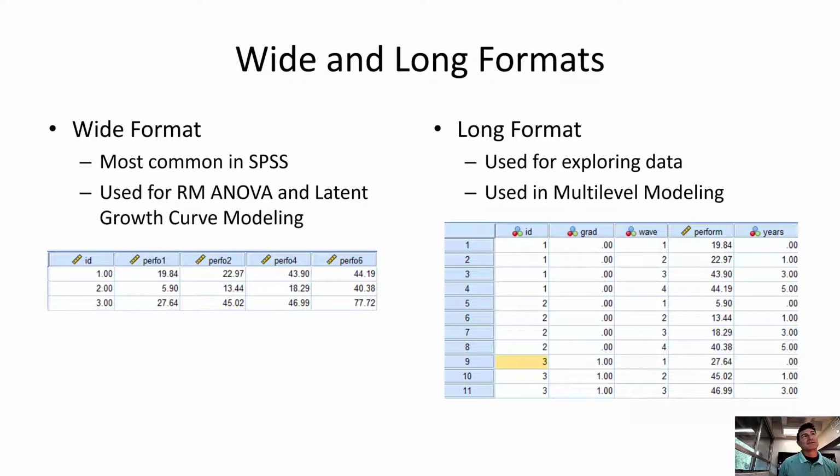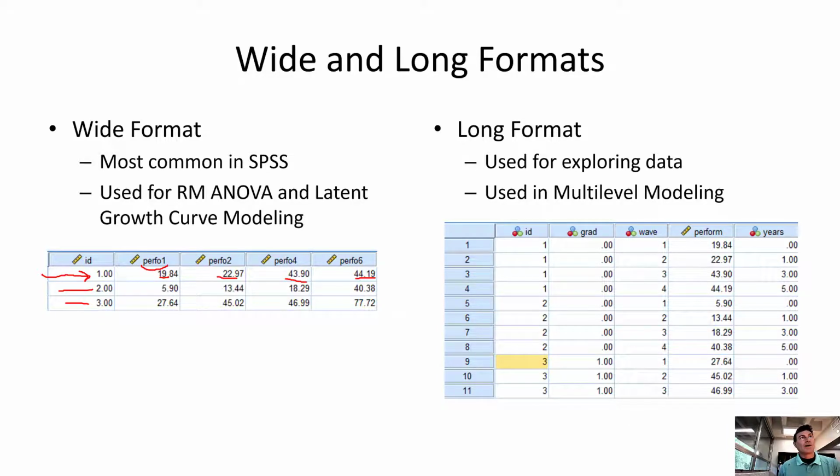We'll see this in SPSS quite often. Each person in the wide format gets their own row. So this is person 1, their WISC performance score, and this is an older WISC where it was broken into verbal and performance indices. So a performance score, raw score at time 1 for this person is 19, time 2, 22, 4th grade, 43, and 6th grade, 44. So that's one person per row, and we can see person 2 in a row, person 3 in a row.